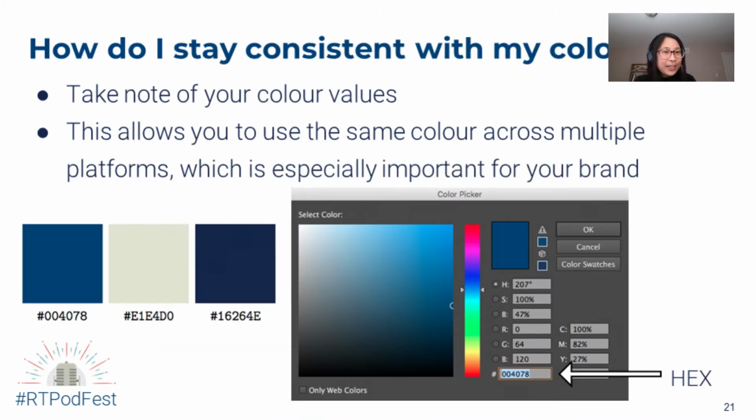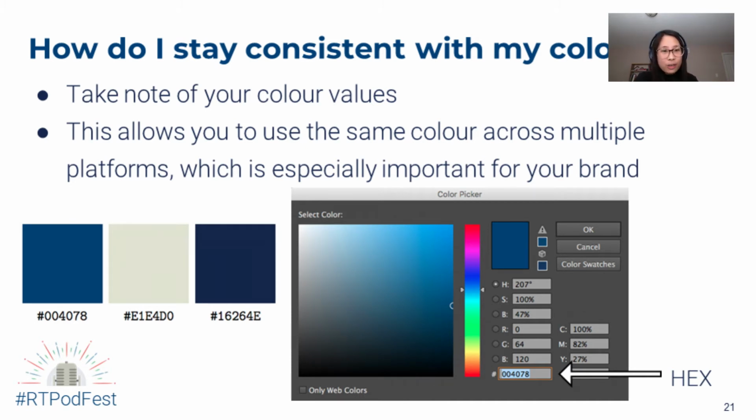So again, how do you stay consistent with your colors? Which is something I mentioned before, and I did kind of have to introduce a bit about RGB and CMYK before to get to this point. Take note of your color values. So in the digital space, when you're making a design, every single color that you use has certain values associated with that color. And to be consistent, what I really want you to take away from the slide is that you just got to write these down somewhere. Take a screenshot or something. So that lets you use the exact same color consistently across different platforms.